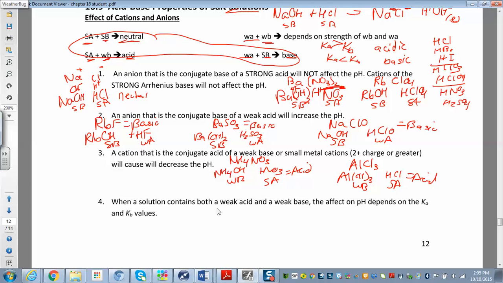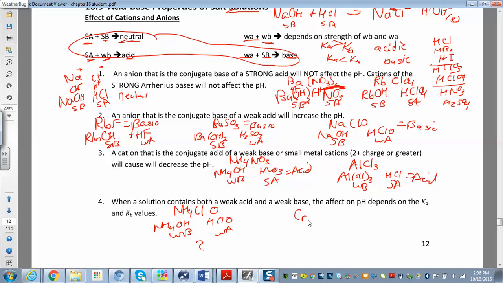Alright, now the tricky ones. What if you had NH4ClO? Let's split that up into NH4OH and HClO. This is a weak acid, this is a weak base, so I don't know. I'd have to look at the Ka and the Kb, so I can't tell with just the information I'm giving here. I'd have to look up and compare the Ka versus the Kb.